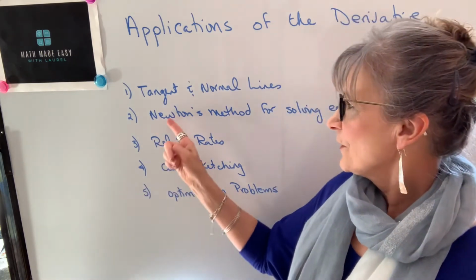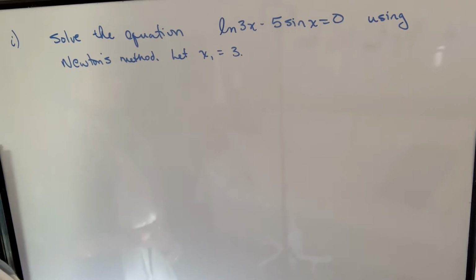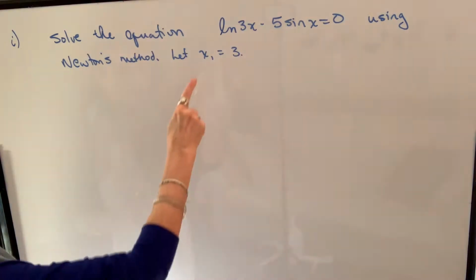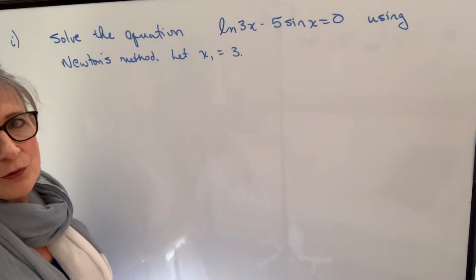So let's start with using Newton's method to solve an equation. Solve the equation natural log of 3x minus 5 times the sine of x equals 0 using Newton's method. We're going to find the root close to the x value of 3.